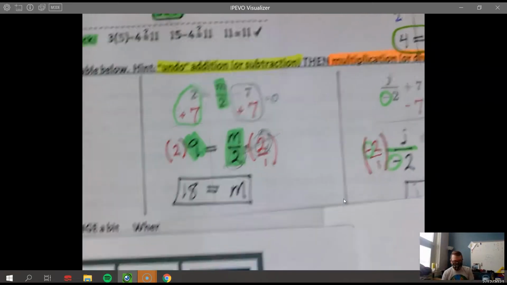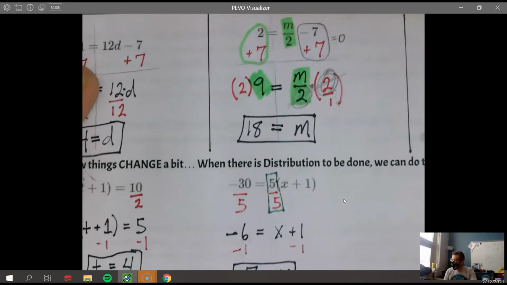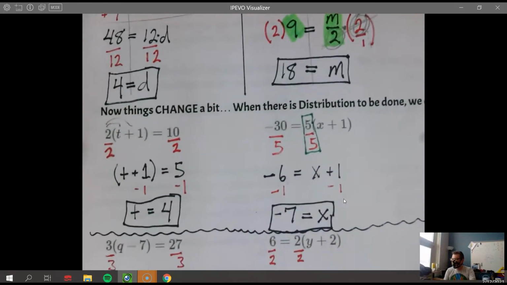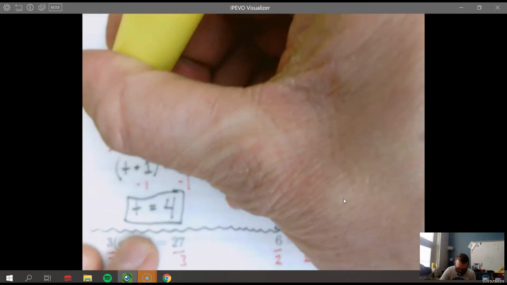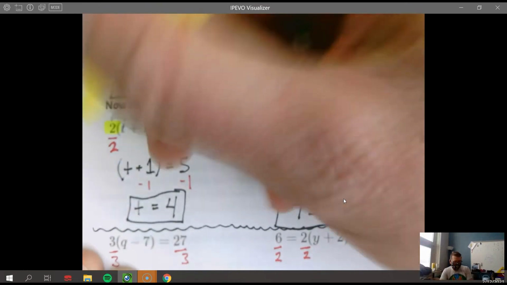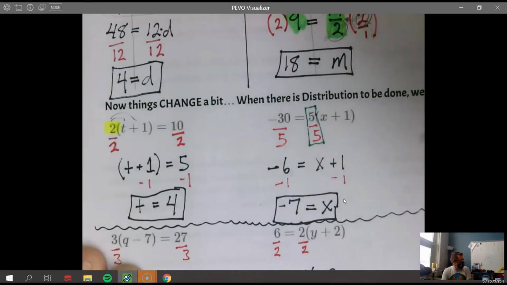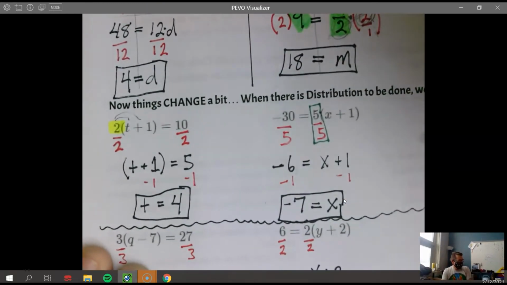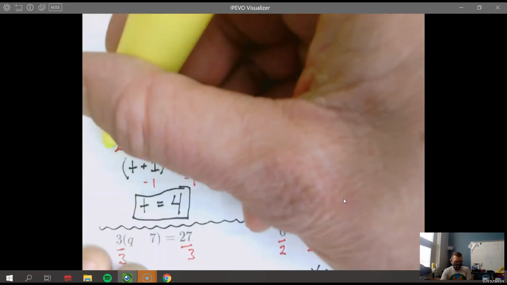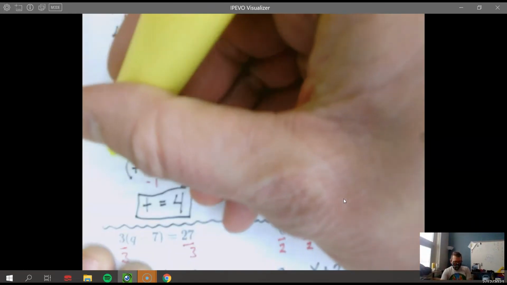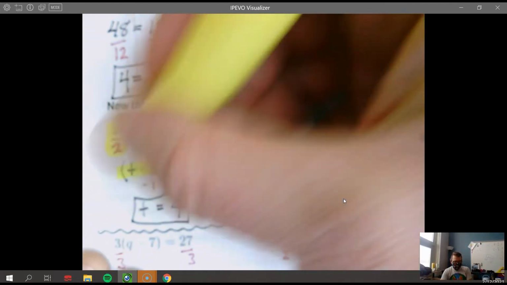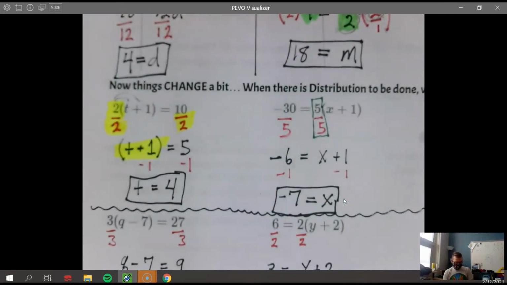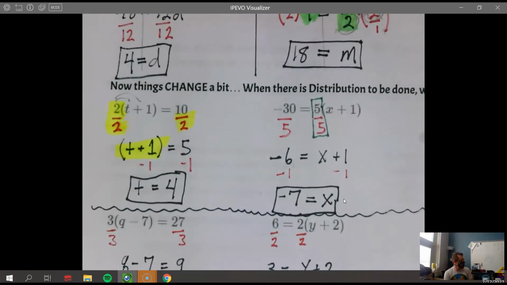Now I got to jump down to the next section because I am just about out of time. When it looks like there is distribution to be done, guys, jump down here with me. This looks like it wants to multiply by 2. You could do that and then solve it like what we've been doing, or stop the multiplication from ever happening by dividing by 2. That leaves you with just what was in the parentheses, and now it's quicker to solve.